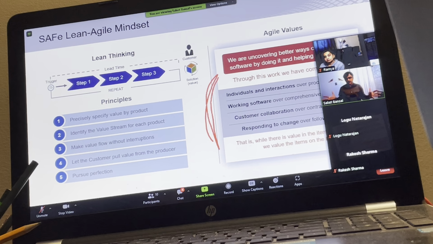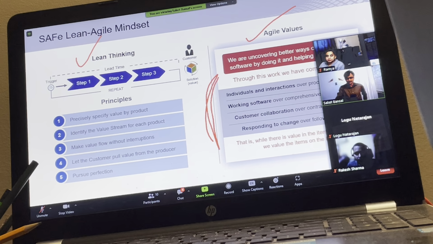So the expectation from SAFe is that managers, leaders, and the people in the organization should adhere to agile values and also to lean thinking. Any question on lean thinking or agile values? I'm hoping this is something you might already know. Lean thinking is a little tricky, and there are 5 principles you need to keep in mind for your exam perspective as well.